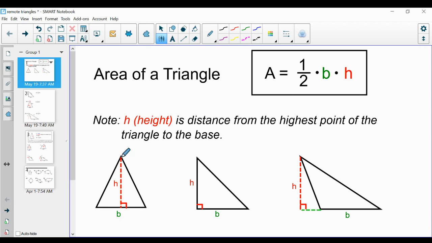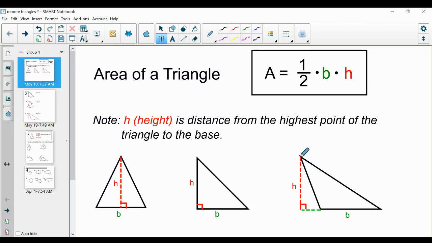Height here is the very highest point of your triangle straight down to your base. So on a right triangle, that height actually is a side, but it's not usually going to happen like that. This side right here is not the height. The height is from the highest point straight down.